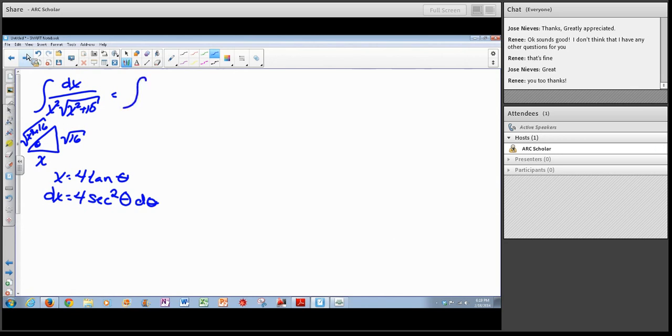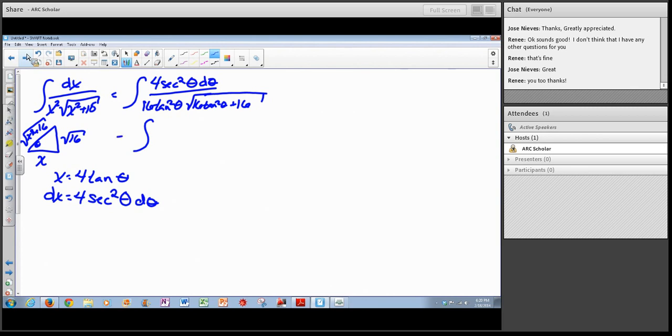So we will get 4 secant squared theta d theta over the square root of 16 tan squared theta. Okay, big square root here, right? So we will have 16 tan squared theta. Okay. I guess that wasn't so bad. All right. And from here, anybody care to give us the next step? Good call.